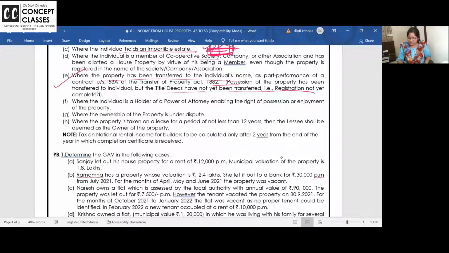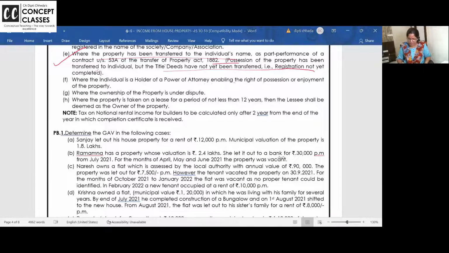Where the individual is the holder of a power of attorney, then you are said to be the deemed owner. This is very popular. Hyderabad is a hub of NRIs. So NRIs staying in Canada give the power of attorney to Mr. Shabazz. So Shabazz is the deemed owner of the property. On their behalf, he has to pay all tax and dues. Where the property is under a dispute, all of them are deemed owners.